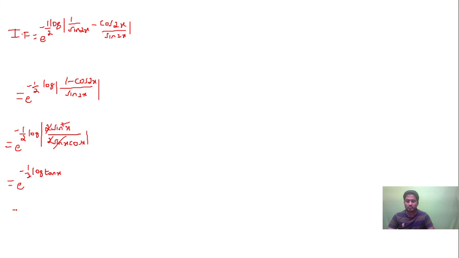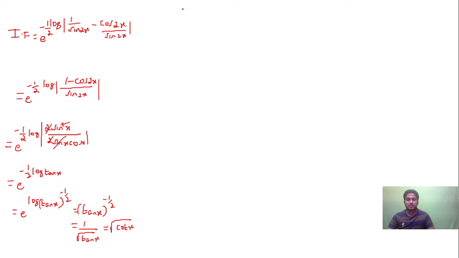Okay, now this is equal to e to the power of minus log of tan x to the power of minus half. e to the power of log x is x, so you get tan x to the power of minus half. Okay, so that is 1 by root of tan x.